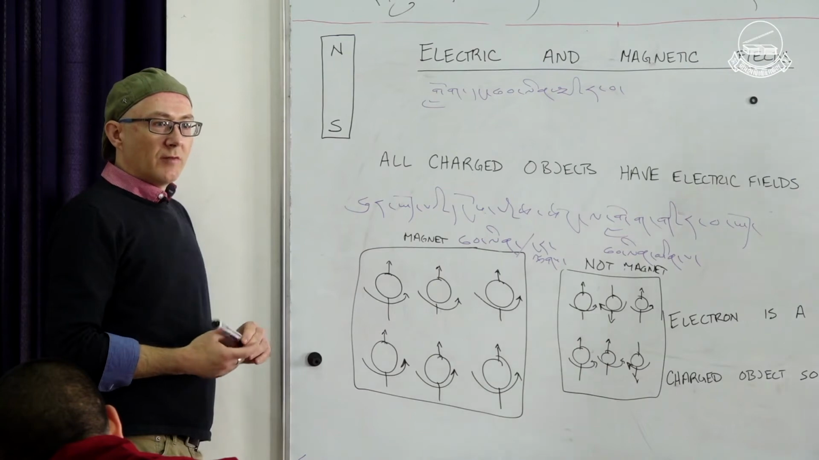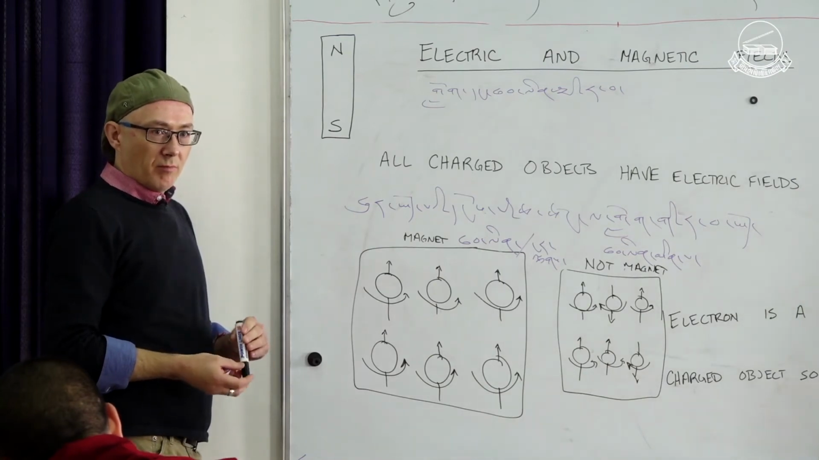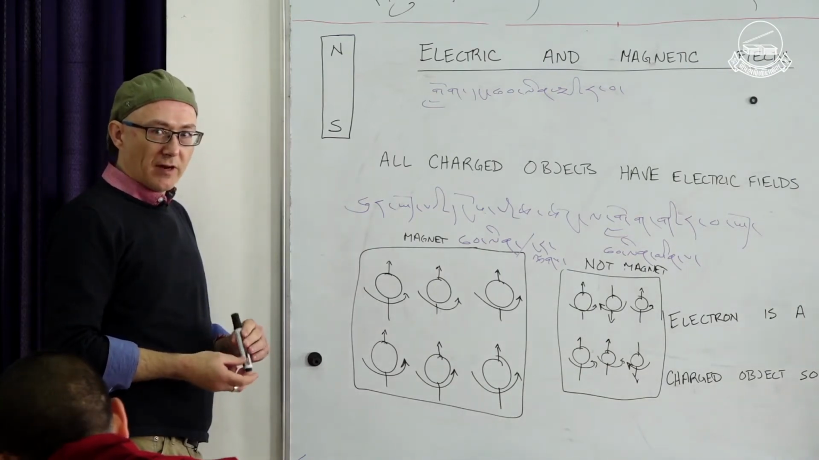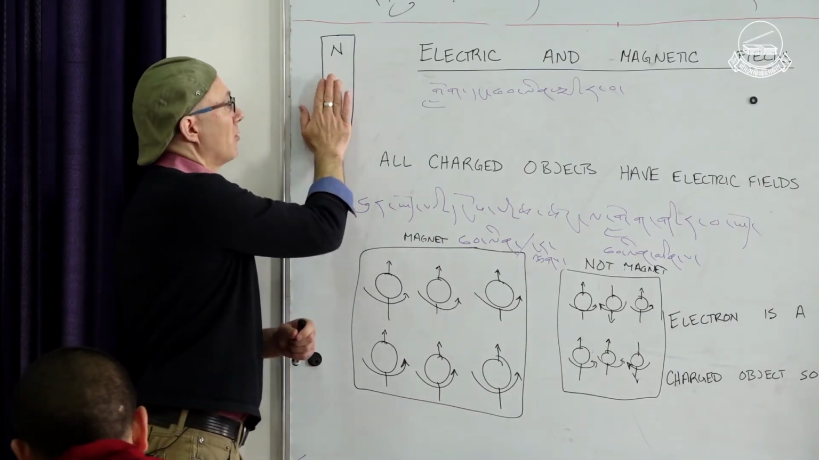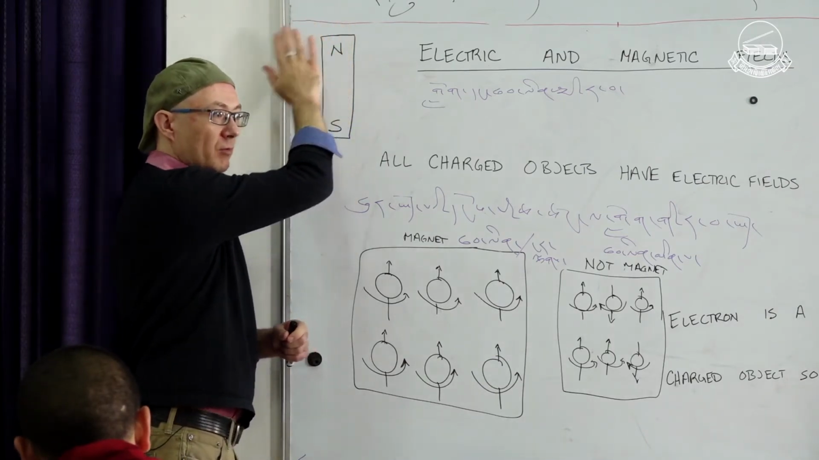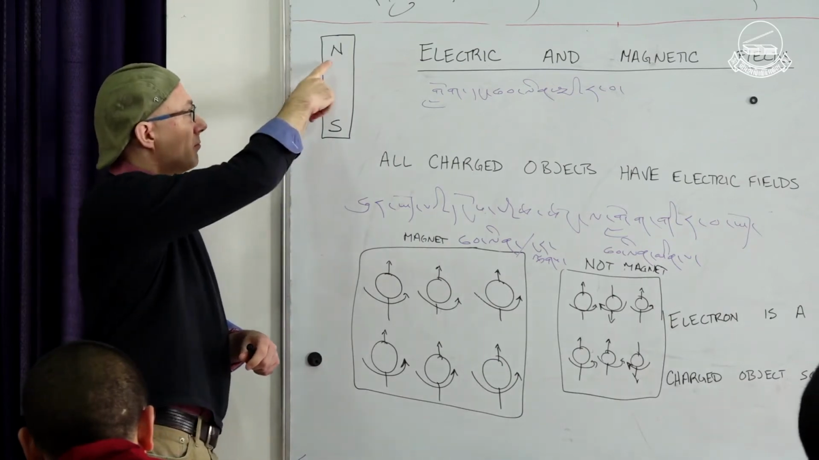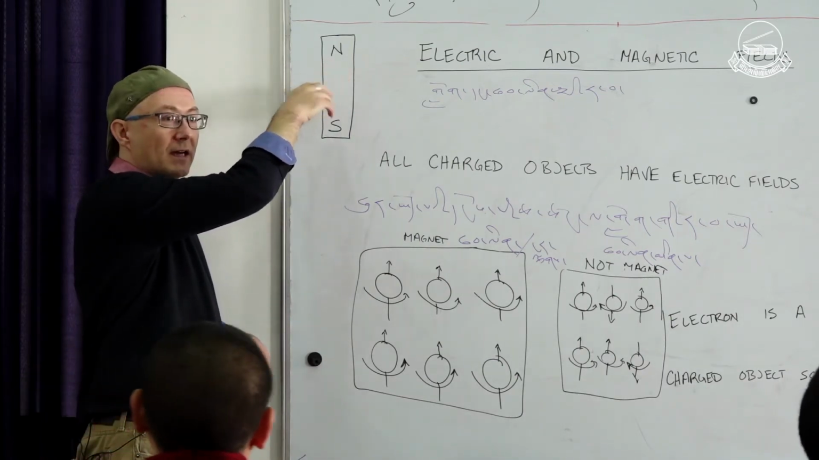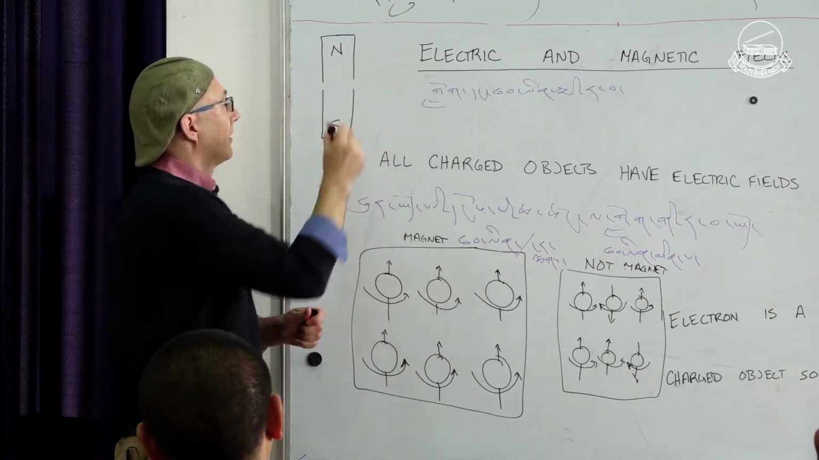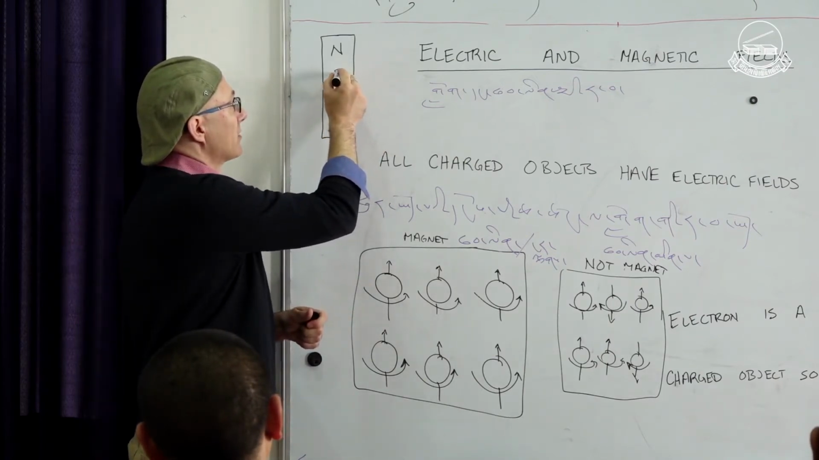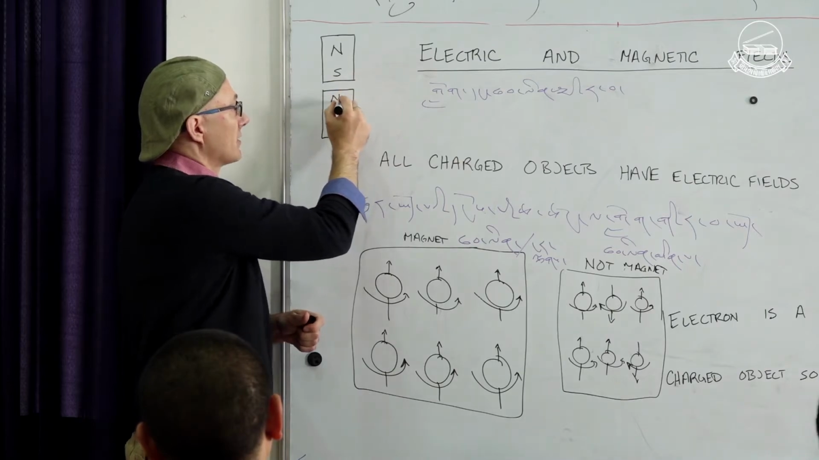And actually, one of the interesting things about magnets is that you never ever in nature see just a north pole or just a south pole. You always see them in pairs. So if I took a bar magnet and I cut it in half, I'd have two new magnets, each of which had a north and a south.